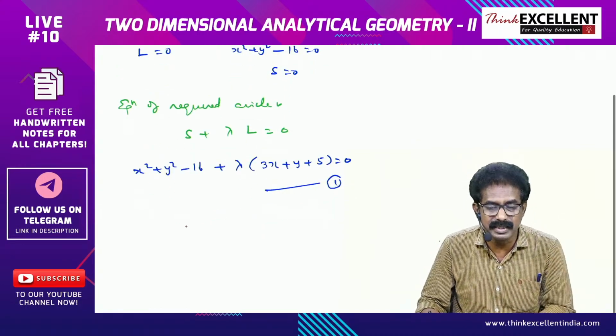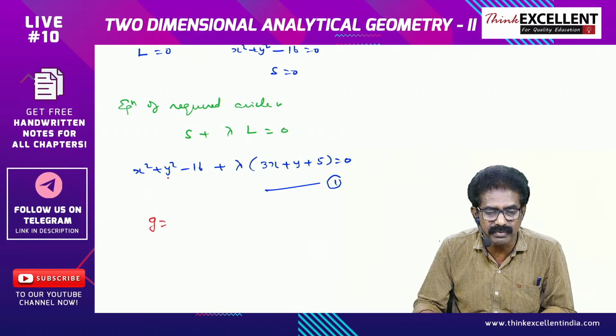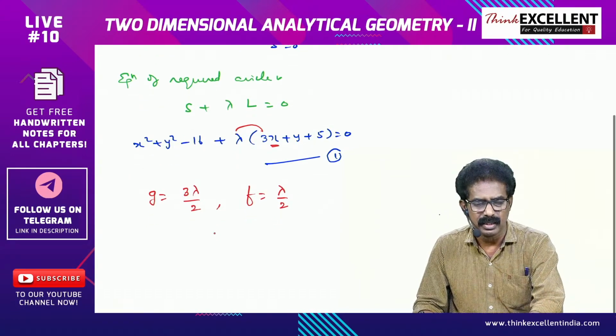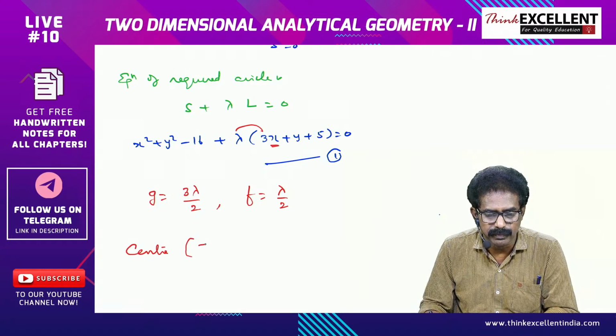To find that lambda, what am I going to do? I am finding the center. We need G and F. G is half of the x coefficient. x is here, and the coefficient of x is 3 lambda, half of it is 3 lambda by 2. This is the G value. The F value is the y coefficient, lambda into y, so lambda by 2. That is the F value. We don't need C. So the center is minus G, minus F, that is minus 3 lambda by 2, comma, minus lambda by 2.